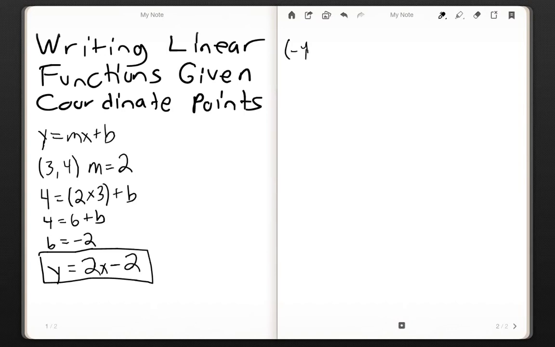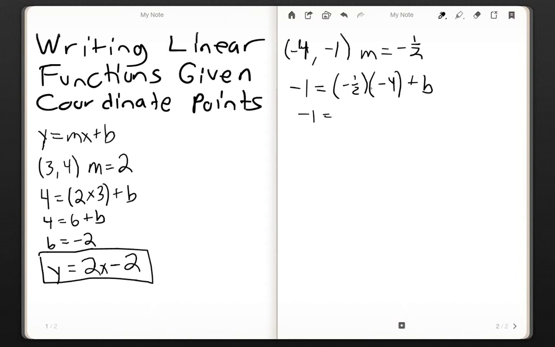Okay, let's do another one. If I have a point at negative 4, negative 1, and a slope of negative 1/2. Let's calculate the y-intercept. Y equals m times x plus b. So negative 1/2 times negative 4 is 2. And b will be negative 3. So this is y equals negative 1/2 x minus 3.